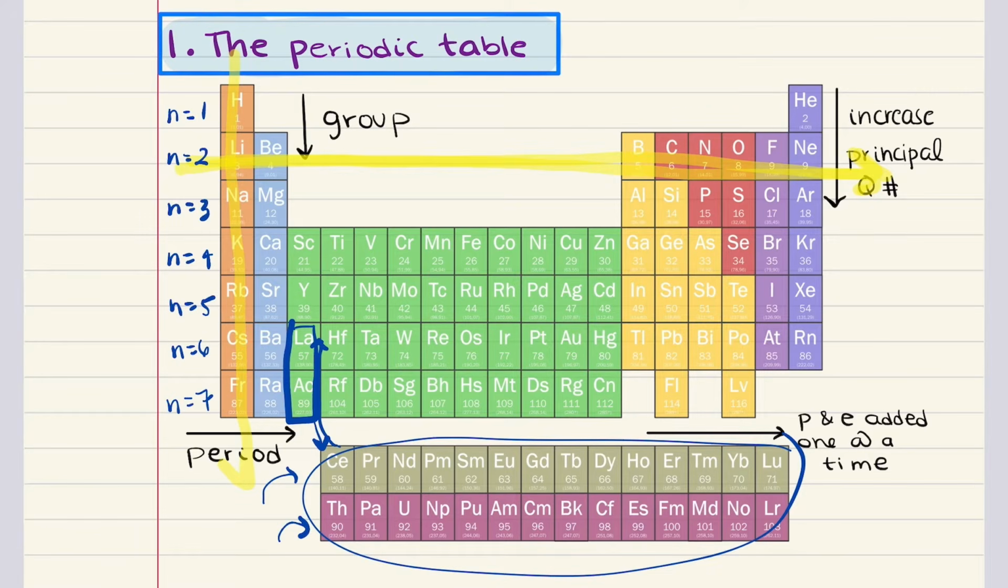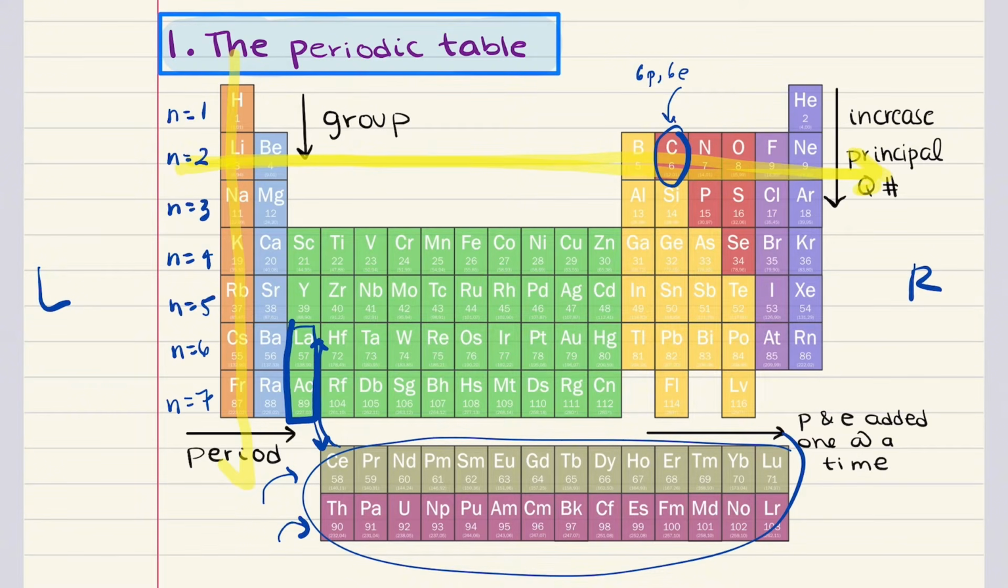On that note, moving across a period from left to right, each element has one more proton and one more electron than the preceding element. So you see here, carbon has an atomic number of 6, so it has 6 protons and 6 electrons in its neutral state.